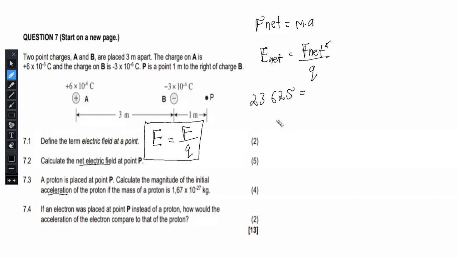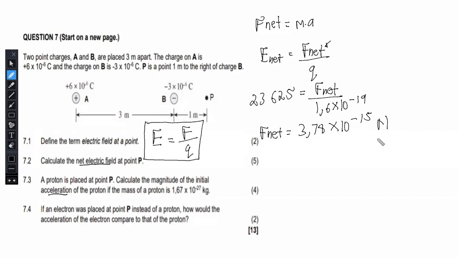Now the E net that we just calculated from the above question was equal to 23,625, right? So we're just going to take it as a positive because now we are looking at the proton, right? So F net, and then even our Q here will be a positive. The charge on the electron now will be the charge on the proton, which is now positive 1.6 times 10 to the exponent of negative 19. Now, if we cross multiply this, our F net is supposed to be 3.78 times 10 to the exponent of negative 15, and then newtons, right? So this is the force.